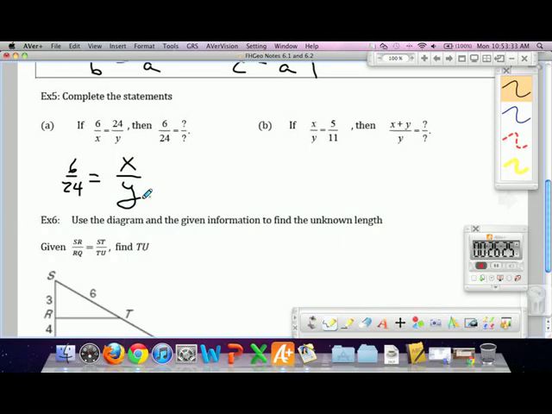Notice I just flipped here. You could check to see this is true, because if we cross multiply the first one, we should get the same expression as we cross multiply the second one. 6 times y, 24 times x. 6 times y, 24 times x. Good.